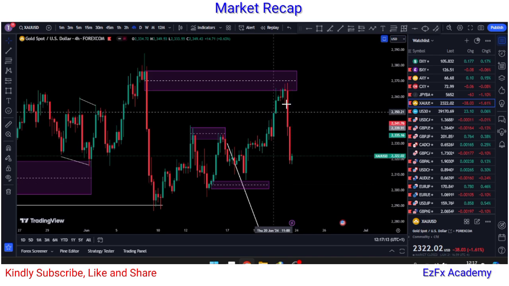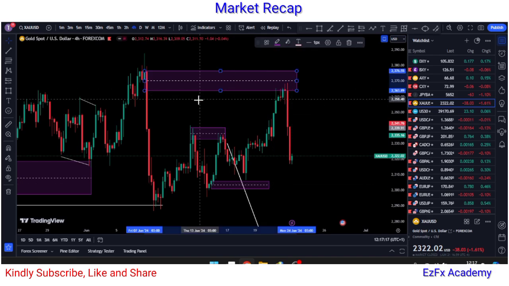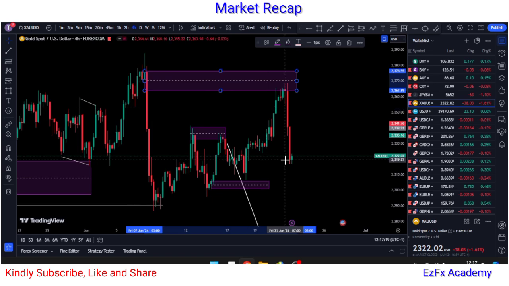I remember also talking about the second zone, though this was later revised. I remember talking about the second zone somewhere around here for a sell. So at the very least, you should have been able to get in on this sell off of gold. Next up, let's look at USD CAD.